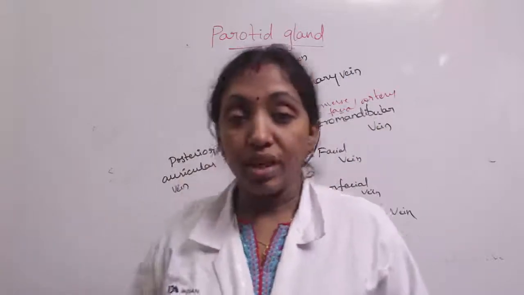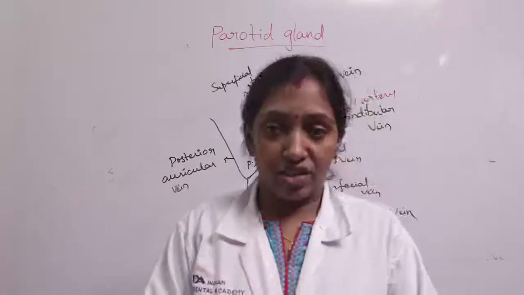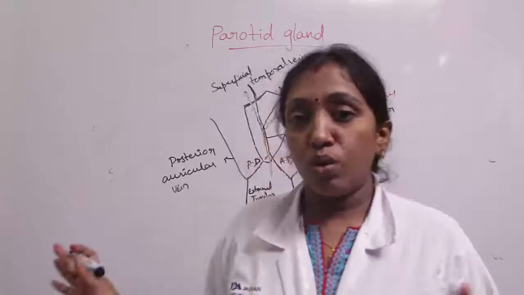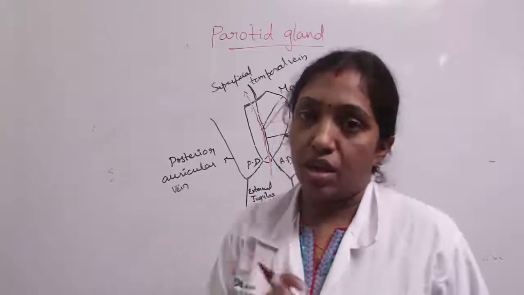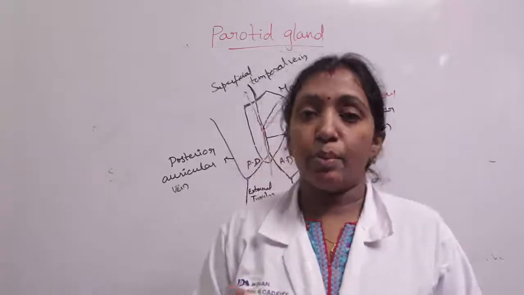So the parotid duct pierces the buccopharyngeal fascia and also the buccinator muscle. It is also called Stenson's duct. It is about 5 centimeters long and 3 millimeters wide. So that's about the parotid duct.